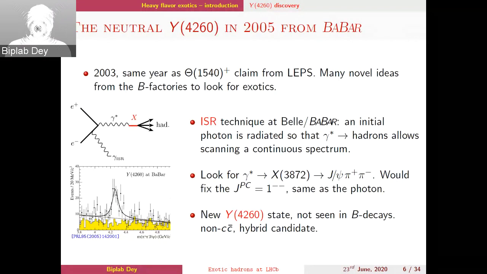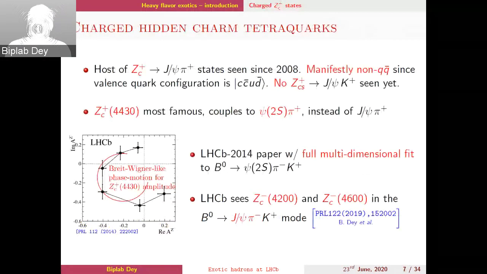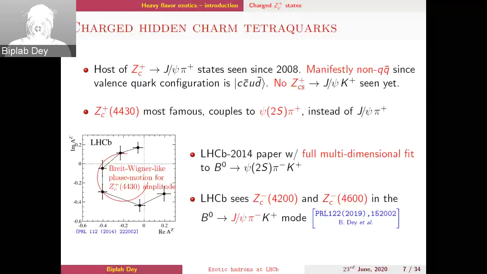So moving on to charm tetraquarks. A host of Zc states decaying to J/psi pi or psi(2S) pi has been seen since 2008, when Belle first saw this thing. Compared to the neutral ones, this is manifestly non-q qbar, since the simplest balanced quark configuration is c cbar u dbar. Also, I should point out that no Zc that decays to J/psi K has been seen yet. Among these, the most famous is Zc(4430), which mysteriously couples strongly to psi(2S) pi instead of J/psi pi, which is normally expected.